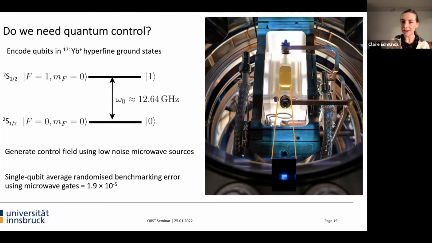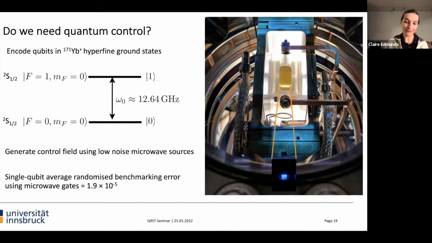So to understand this, I want to talk about the system I was using in Sydney. This was a terbium hyperfine ground state. It was a microwave frequency transition, which allowed us to use a really low noise microwave source. We got very low randomized benchmarking error rates, 10 to the minus 5, and pushing down to 10 to the minus 6. This is not a system where you'd want to apply quantum control, because you're already getting error rates which are perfectly suitable for all your purposes. And chances are, if you use quantum control, things are going to get worse.